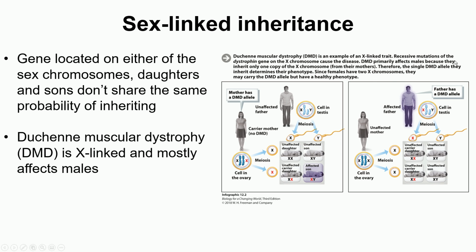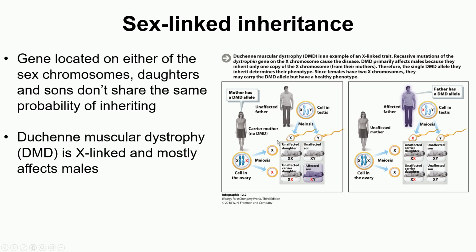Duchenne's muscular dystrophy primarily affects males because they inherit only one copy of the X chromosome from their mothers. Therefore, the single DMD allele they inherit determines their phenotype. Since females have two X chromosomes, they may carry the DMD allele but have a healthy phenotype. So here you can see there are two cases.